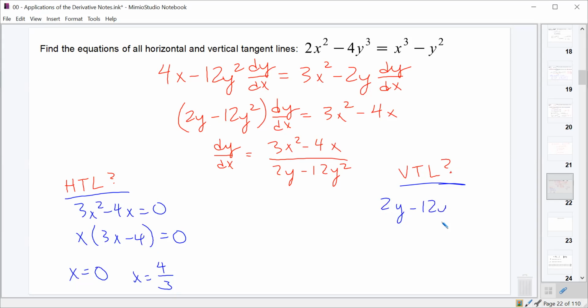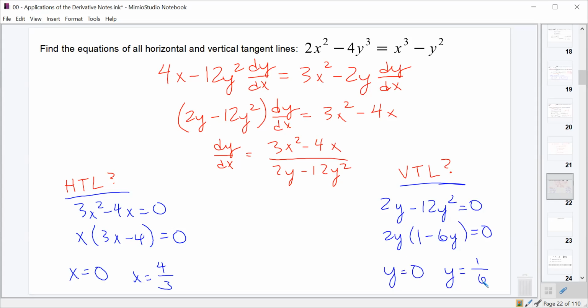2y minus 12y squared equals 0. We'll factor out a 2y, leaving us with y times (1 minus 6y). And y equals 0, and y equals 1/6. So the next step, if we recall, is to take each of these values and plug them back into the original equation to figure out the ordered pairs where these tangent lines that are horizontal and vertical might occur.